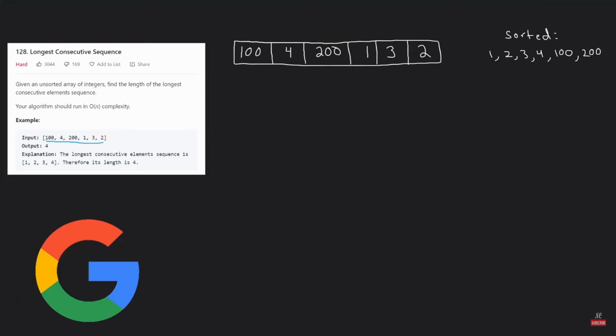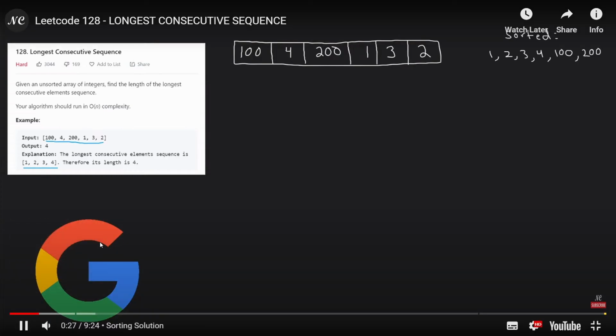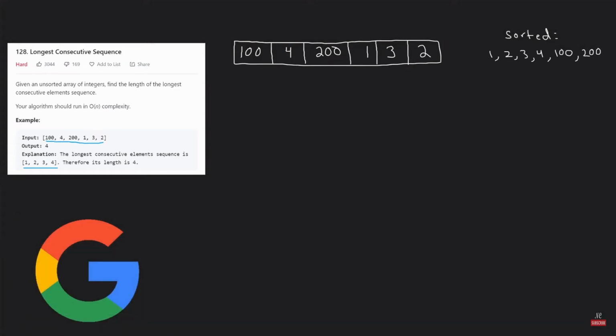In this case, the longest consecutive sequence is 1, 2, 3, 4, right? It doesn't matter what order the numbers appear in the input array, we just want to know the longest consecutive sequence that we can make from the input array.